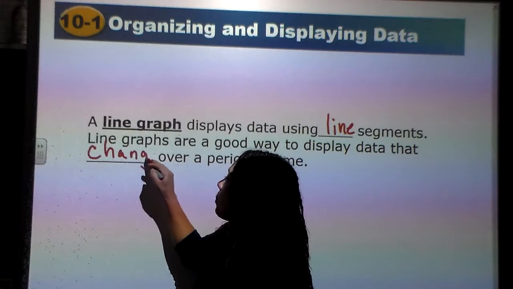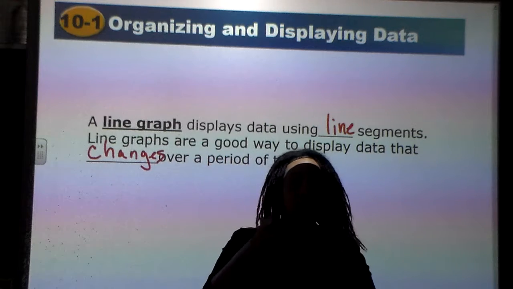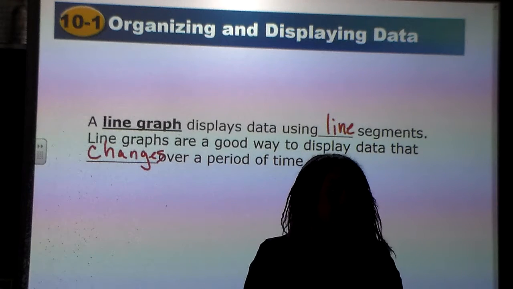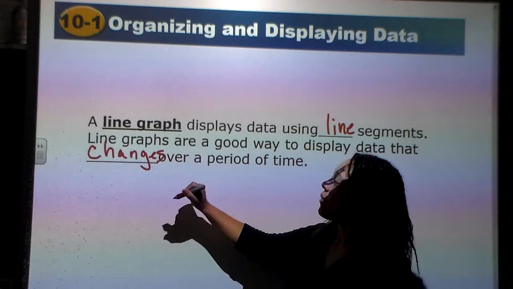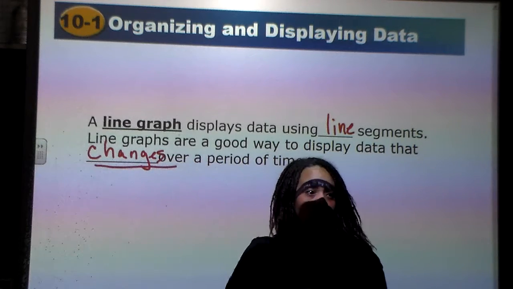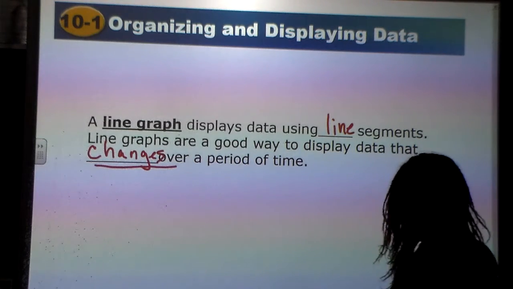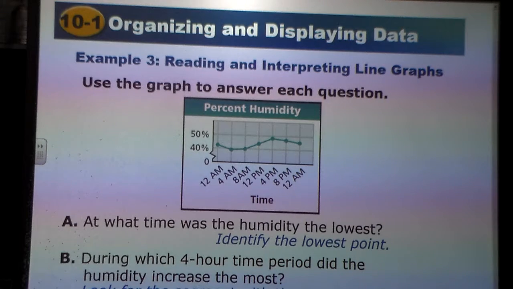Whereas bar graphs are probably used most often to compare categories of items, line graphs are most often used with things that change over time. So they go up and down. So here's how we look at these.